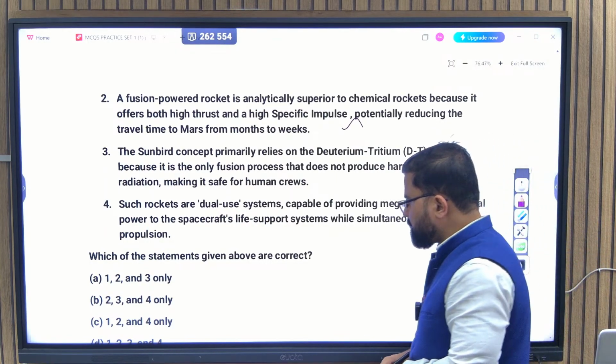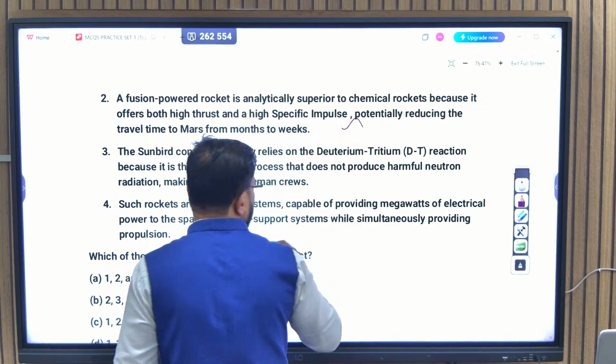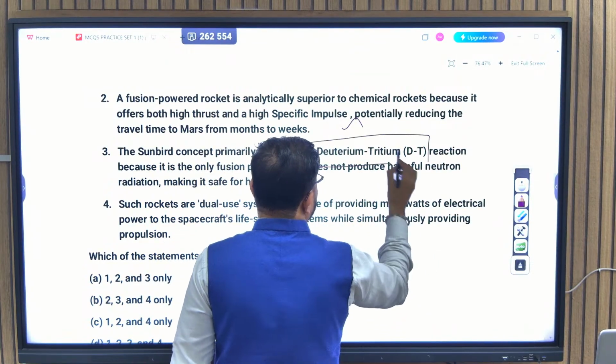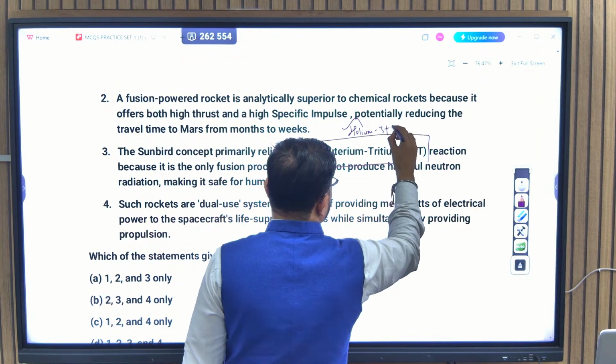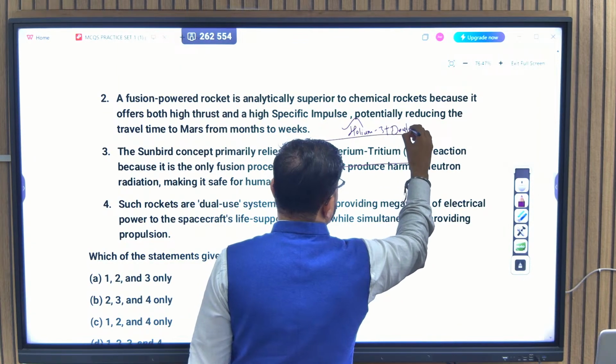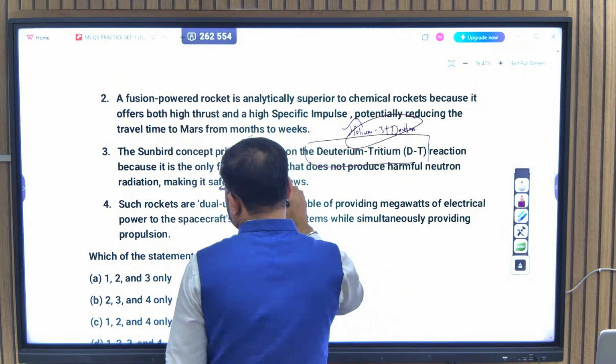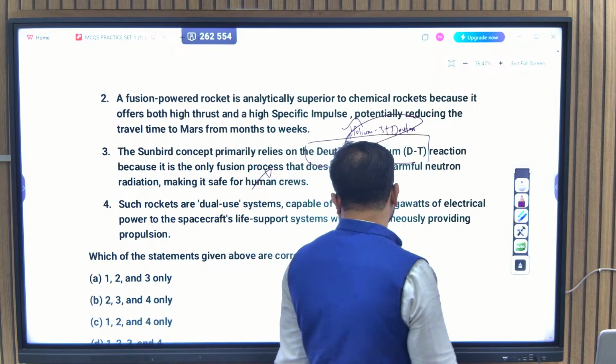17C. Okay, 1 2, because here you can see that it uses what? Helium 3 plus deuterium. Okay, this statement will be incorrect.